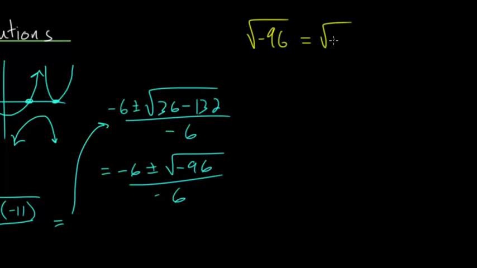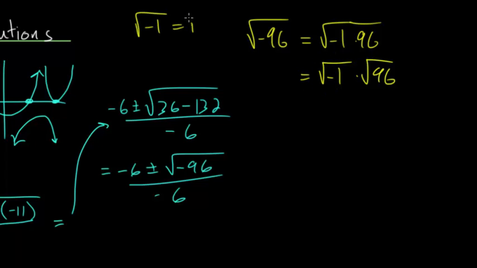First of all, we can separate out the -1, because technically this is -1 times 96, which is the same as the square root of -1 times the square root of 96. And this square root of -1, remember, we just defined that as the letter i. So really, this just becomes i root 96. And now we want to simplify the square root of 96. So we'll make a tree.